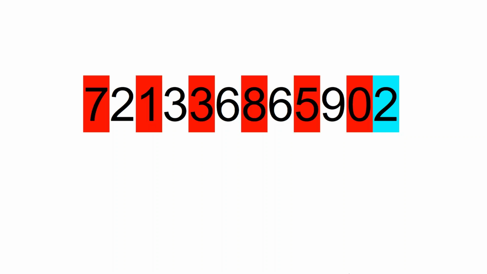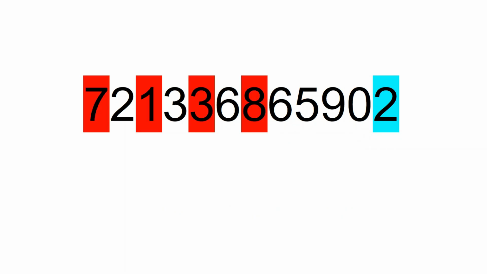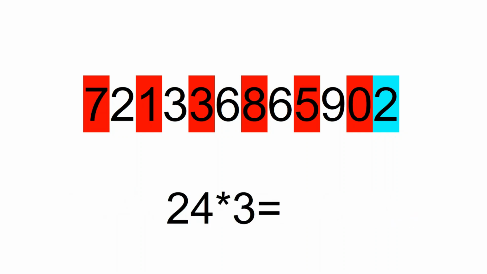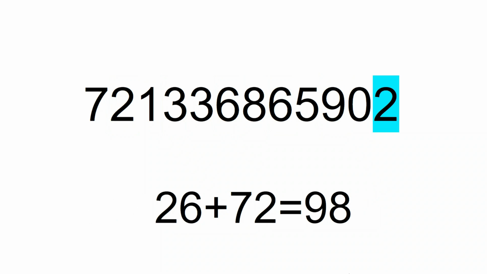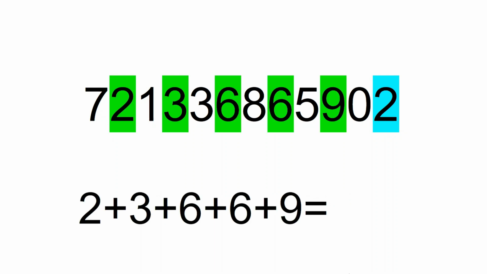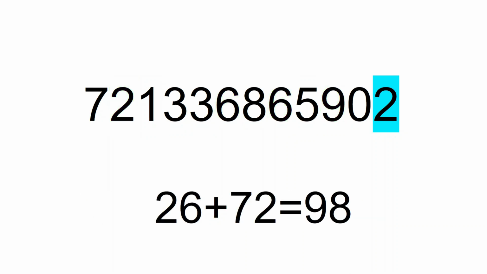Essentially, a barcode takes all of the numbers in the odd numbered places in the barcode and adds them up. So in this case, it would take 7, 1, 3, 8, 5, 0, and add them up, getting the sum of 24. Then it would multiply the sum by 3, so 24 times 3, which is 72. Next, it adds up all of the even numbers and adds the sum of that to our previous answer of 72. So here, we would add 2, 3, 6, 6, and 9 together, obtaining the sum of 26. Adding 26 to 72, we get 98.